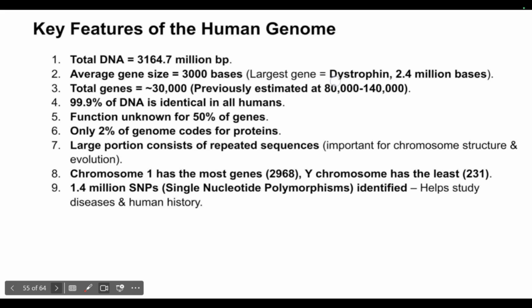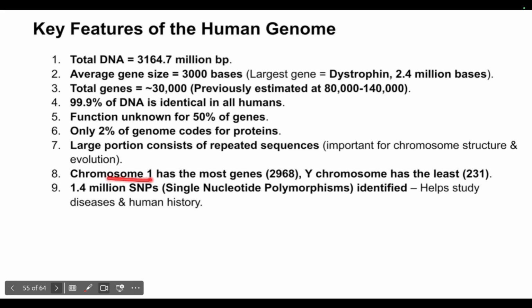The largest gene is dystrophin, which is 2.4 million bases. Total genes are approximately 30,000, which was earlier thought to be between 80,000 and 1,40,000. Further, it was identified that 99.9% of DNA is identical in all humans. For 50% of the genes which were discovered, the function was unknown. Only 2% of the genome codes for protein. A large portion consists of repeated sequences, which are important for chromosome structure and evolution.